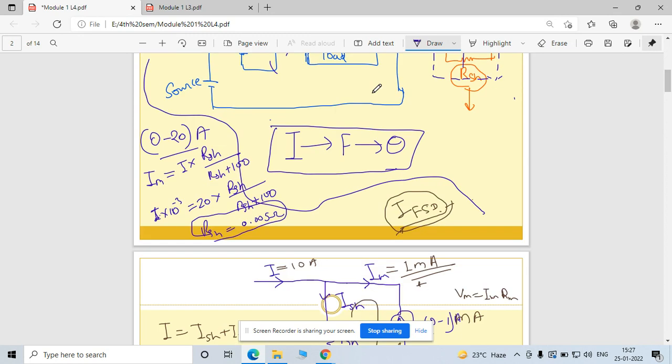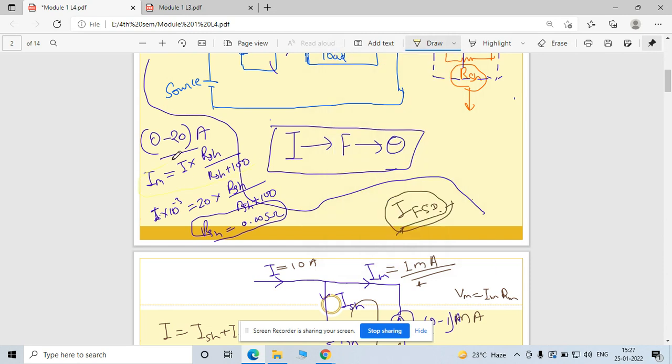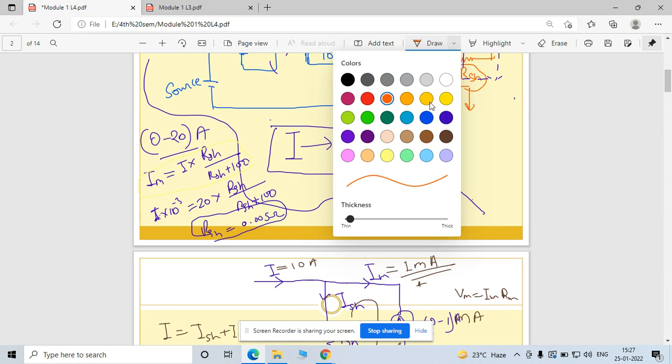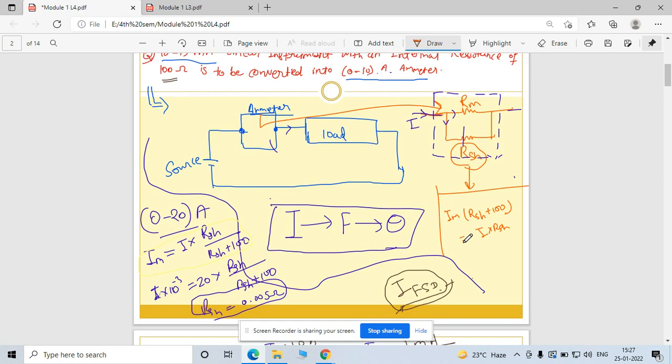Now the question is, why this? See here, why am I taking this? When I simplify this equation, it is nothing but I into RSH. So this is your new scale of current, the new reading, and this is your meter, or you can say the maximum current that a meter can allow to flow within it, for the safe operating of your meter. So this is nothing but your RSH plus 100.